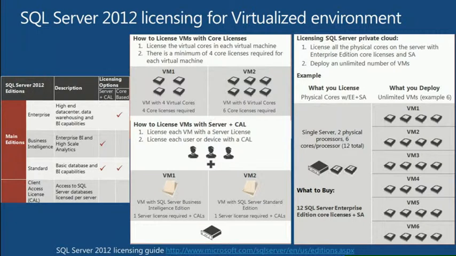And if you're using, say, the BI SKU, and you have to use Server plus CAL, the way it works is, you buy for the server, the virtual machine server, and you have to buy as many CALs as needed. In this case, there are 3 people who are using it, so you need 3 CAL licenses.